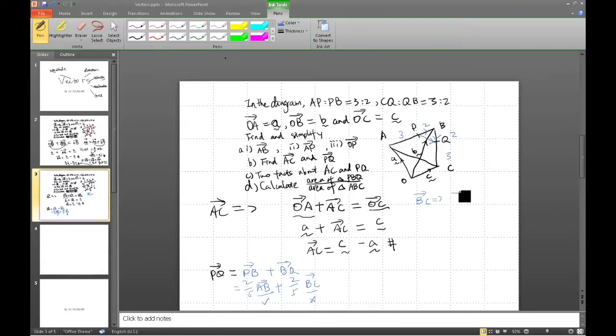Let's form an equation involving BC. BC is nothing but, it can be formed in this equation. Therefore, our BC equals c minus b.